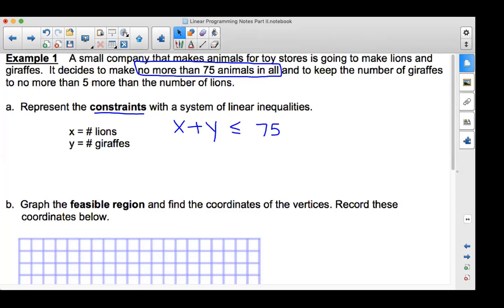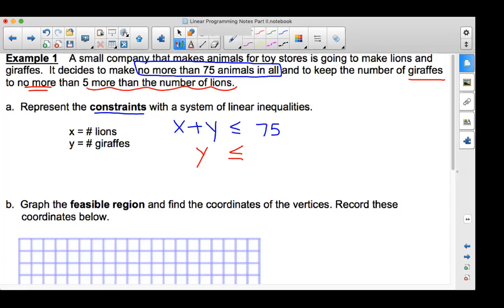All right, the next one is the wordy one here. The giraffes to be no more than, so again, that's gonna mean less than or equal to. I'm gonna write this inequality out as I read it. Giraffes, no more than. Giraffes are y. They can't be more than, so they have to be less than or equal to 5 more than the number of lions. Madison, how would you write 5 more than the number of lions?